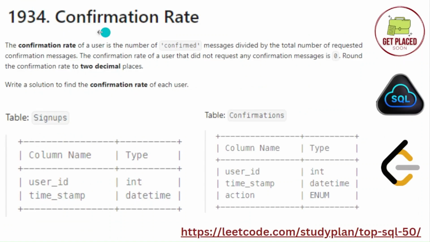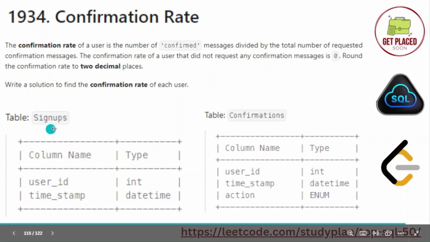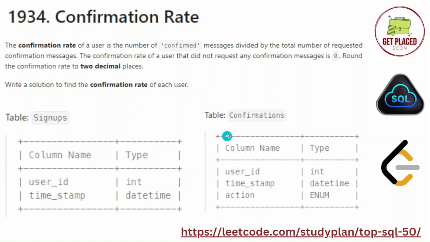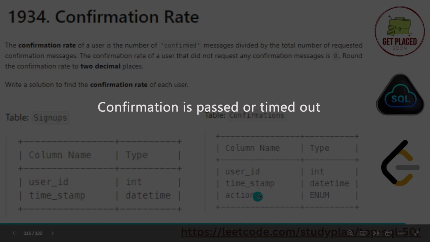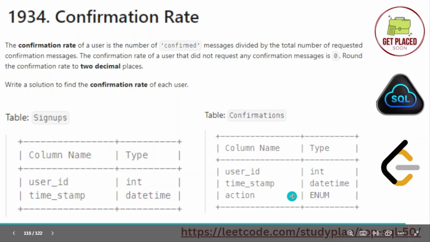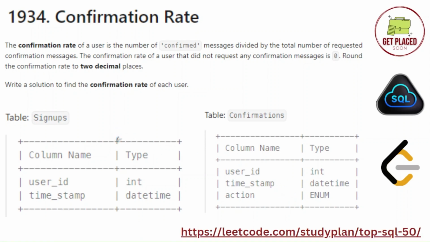So, in this problem confirmation rate, we have two tables. One table is signups. It has user ID and the timestamp of when the user signed up to that particular software. And we have one more table, the confirmation table, which has user ID, timestamp and action. Action will say if the confirmation is passed or if the confirmation is timed out. So the signups table is just for sign up, which means just logging in and giving the password. But in the confirmation table, you will have information on which users have requested a confirmation.